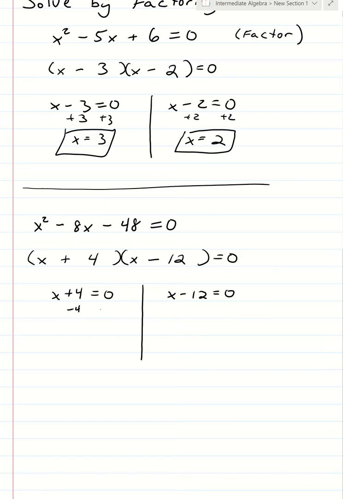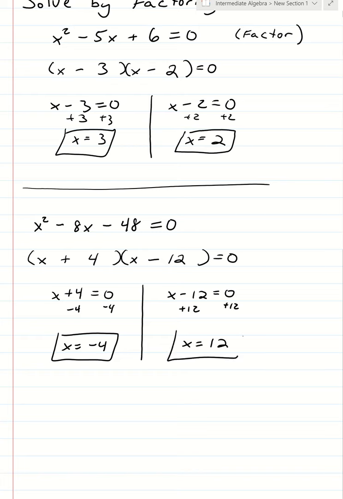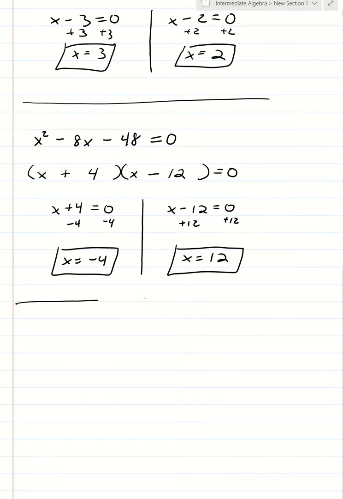I will, of course, subtract 4 from both sides, giving me my first solution of negative 4. And then I will add the 12 to both sides of the second equation, giving me the second solution of a positive 12. Those are the two solutions, two values of x, that if I was to plug them back into the original equation, they would in fact equal 0. Let's try another one. Let's try one that's a bit more challenging.